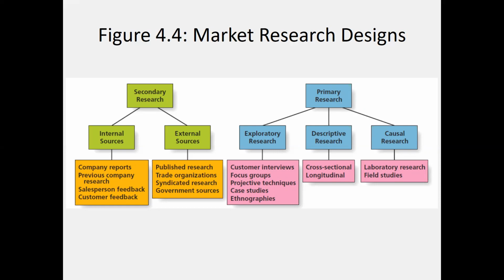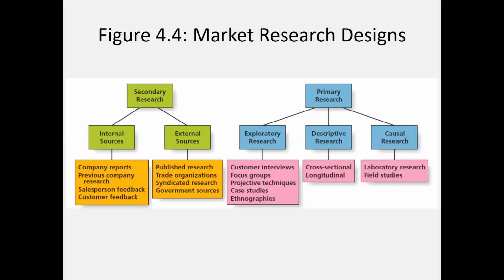We could also have external sources of secondary data. Trade organizations publish different reports periodically. Academic research is published research, so stuff coming out of colleges. There are government sources like the census data, and then syndicated research. These are paid research firms whose sole purpose is to collect data to do market research in a variety of different ways. I'm going to show you several examples of syndicated research in a little bit.